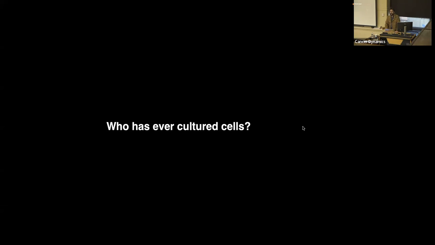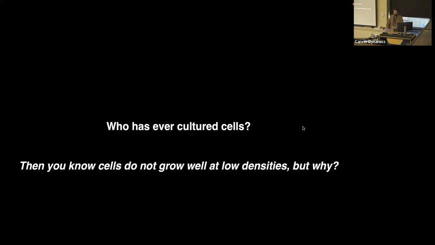Okay, who has cultured cells? Well, I guess the rest. Have you noticed that if you seed cells at a decent density, they're super happy, but if you mess up your dilution, all the cells will die, right? That actually has been known for almost a century, but I think it's a little bit confusing why, right?